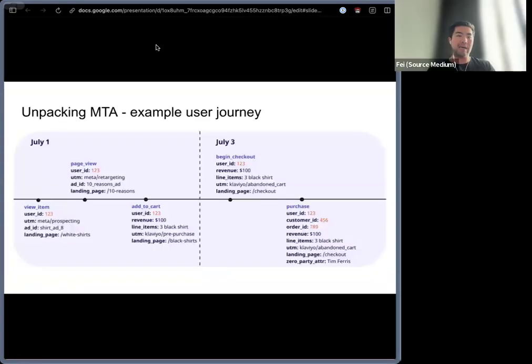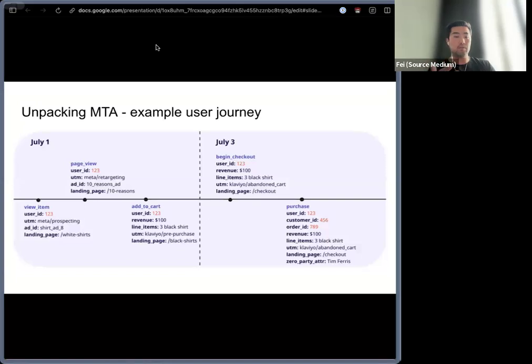So let's unpack. We're going to really focus on unpacking MTA, because this is what I hear a lot as people come in wanting to have more advanced use cases with their data. So I have a very simple example here. This is one purchase that happened over 3 days.